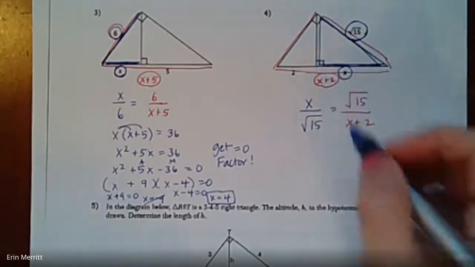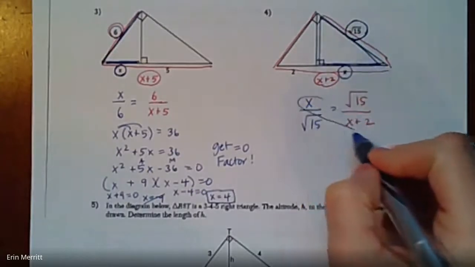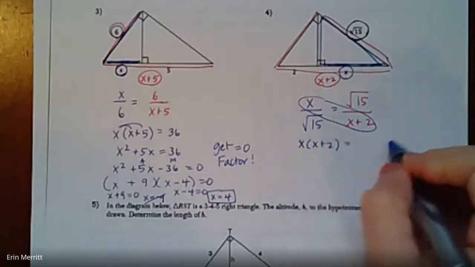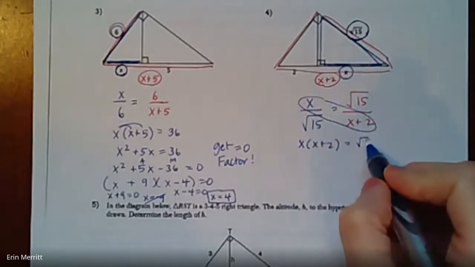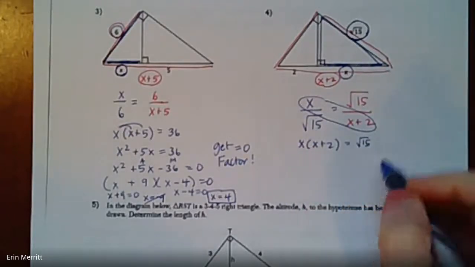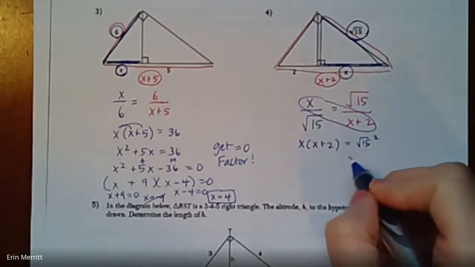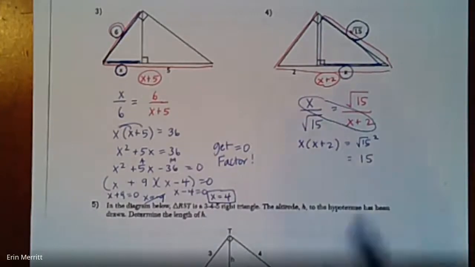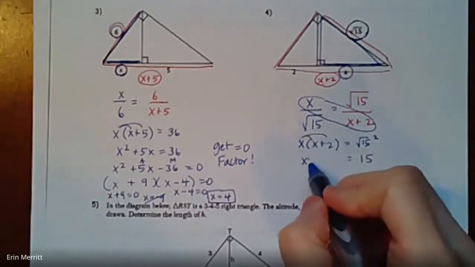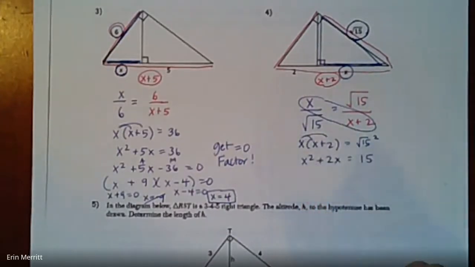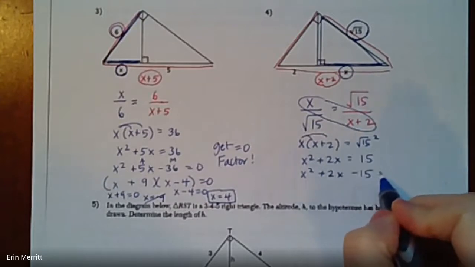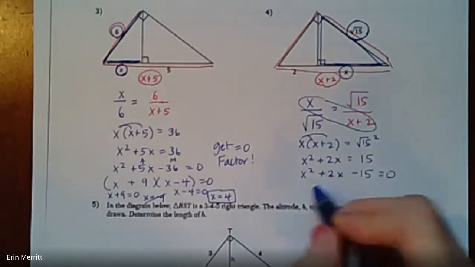Okay? So now cross multiply. Here we get x times x plus 2. Here we get radical 15 times radical 15, which means radical 15 squared. Well, when you square a square root, the radical sign just comes off, and all you end up with is 15. This we can distribute. And then just like last time, let's get it equal to 0 and factor it. So x squared plus 2x minus 15 will equal 0.